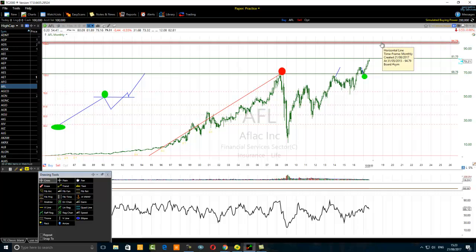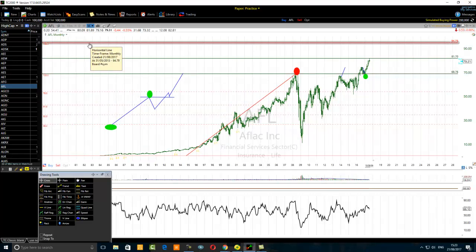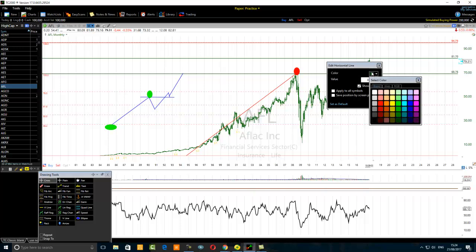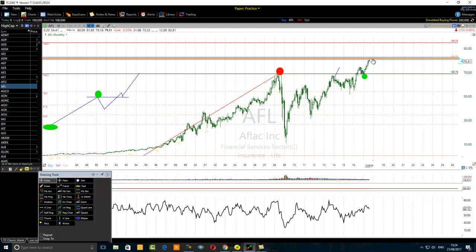The next line that we want to draw is the median line between the 100% and the 138.2% Fibonacci level. I already drew it on my chart. That's the median line between the 100% and the 138.2% Fibonacci level. That's the resistance level. Sometimes you'll see that the price found resistance there.